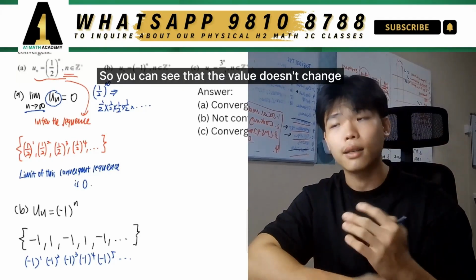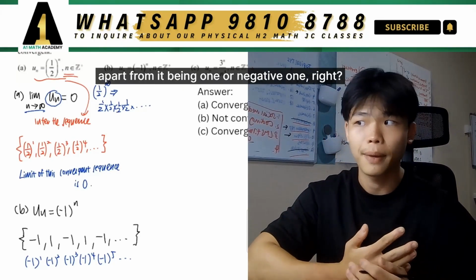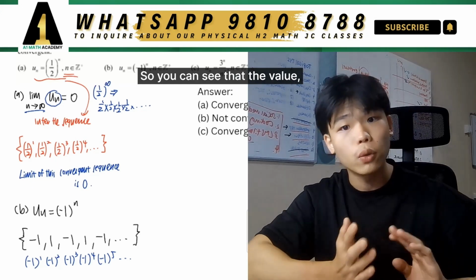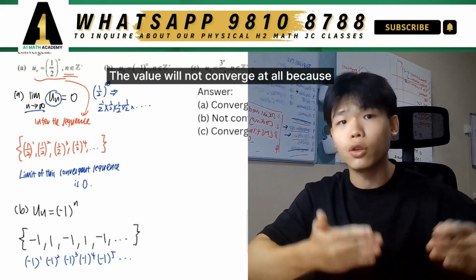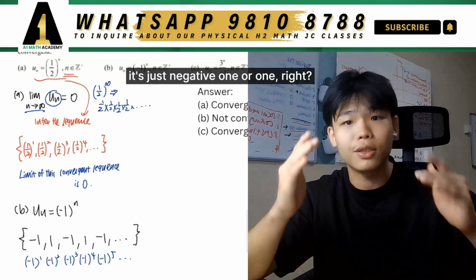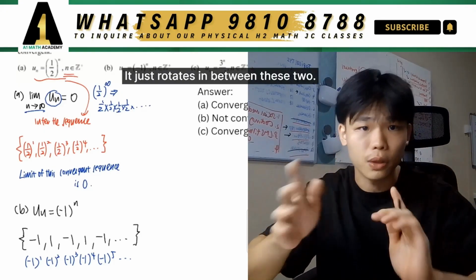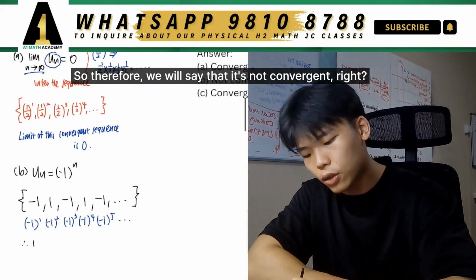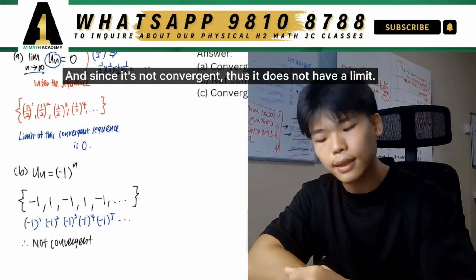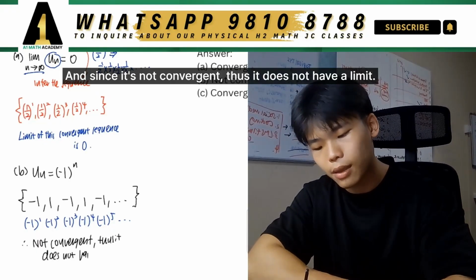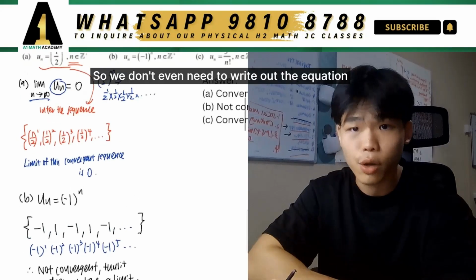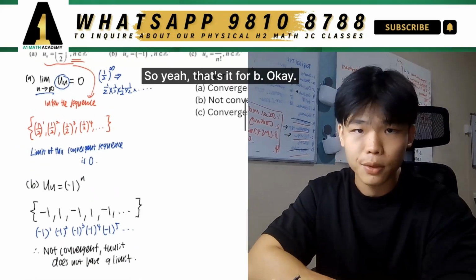So you can see that the value doesn't change apart from it being 1 or -1, right? Even as n approaches infinity, the value will not converge at all because it's just -1 or 1. It just rotates in between these two. So therefore, we will say that it's not convergent, right? And since it's not convergent, thus it does not have a limit. So we don't even need to write out the equation above because there's no limit to begin with. So yeah, that's it for B.